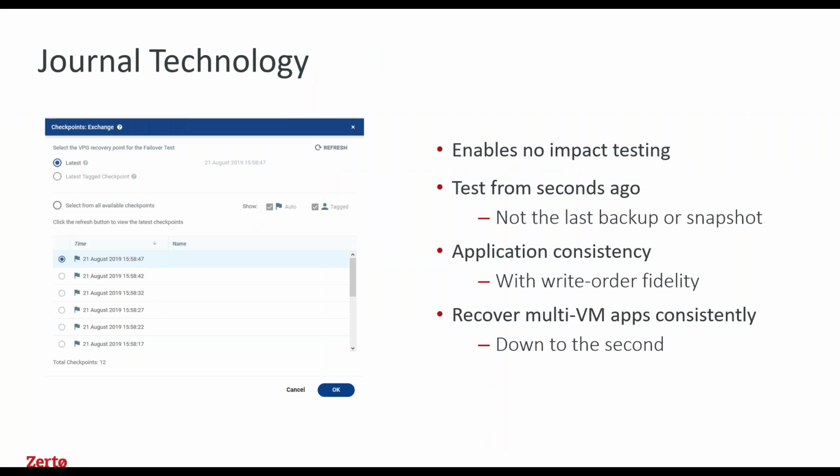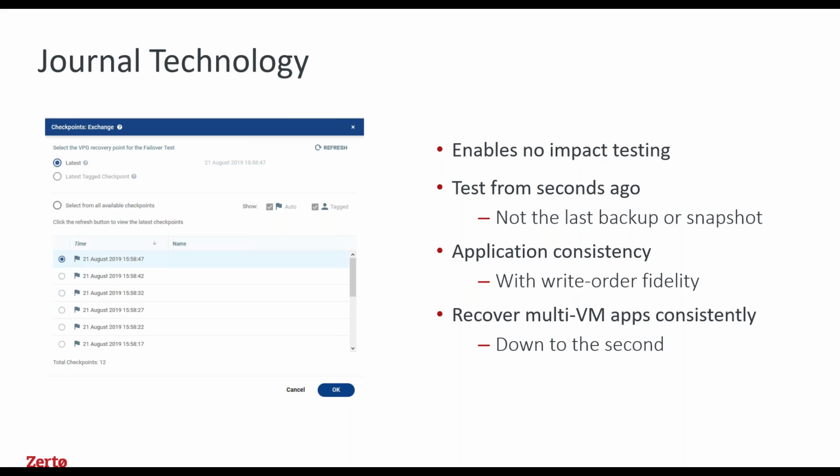And then we're going back to our journal technology. So it enables no impact testing as well. So we can fail over into Azure, spin up IaaS virtual machines on the right networks, right VNets, etc., with the right network gateways in front of them, on the right t-shirt sizes. But also we can have your on-premises infrastructure still running and serving your customers as well. So we can do that as many times as we like.